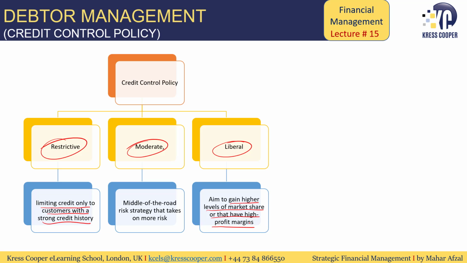So in case of restrictive, the company has very strict regulations, strict policies and procedures to award credit to the customer, while in case of liberal, companies are relaxed about giving credit to the customer, and the moderate policy falls in between the restrictive credit policy and the liberal credit control policy.